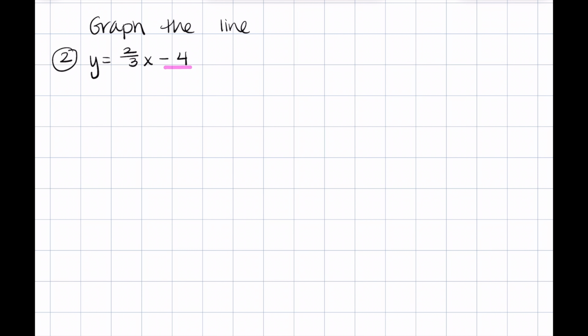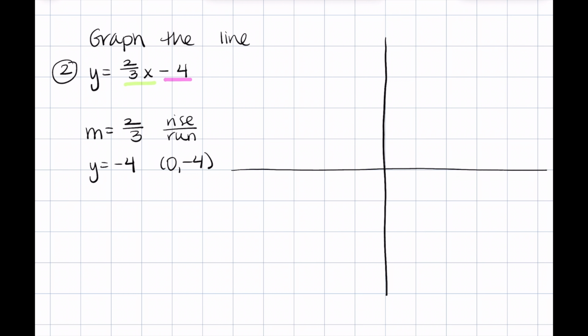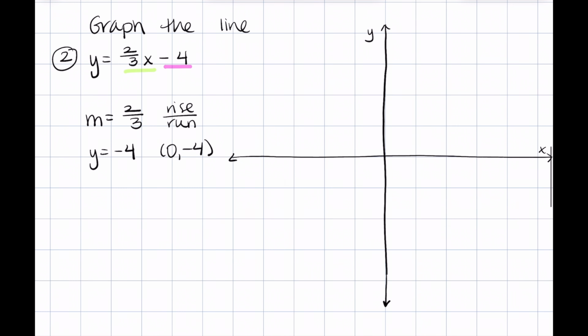The equation is y equals 2/3 x minus 4. So our slope here is 2 over 3. That is our rise over run. And our y-intercept is negative 4. So that as a coordinate would be 0, negative 4. And again, we'll just get our graph ready. We will plot our axes, our x-axis and our y-axis. And then our first step for graphing a line is to graph your y-intercept. So once we plot our negative 4 and our y-intercept, then we can use our slope.